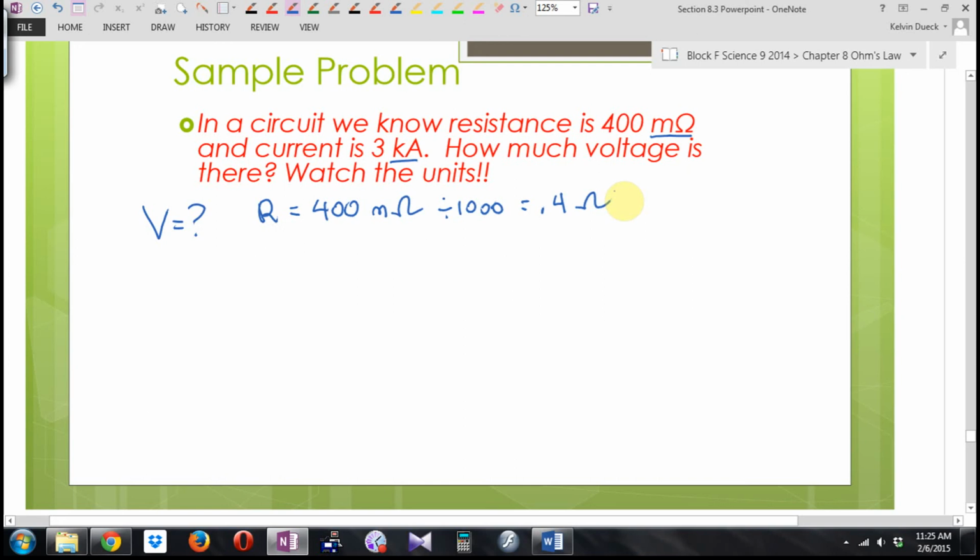Keep reading. Riley, what's the next number you see in the question? 3. What are the units next to the 3? I see amps. So what is that 3? Voltage, current, or resistance? Current, symbol for current is I. And I'll write it down, 3 kA. How do I convert from kilo? Okay, Riley, in your head with no calculator, what's 3 times 1,000? Yes.